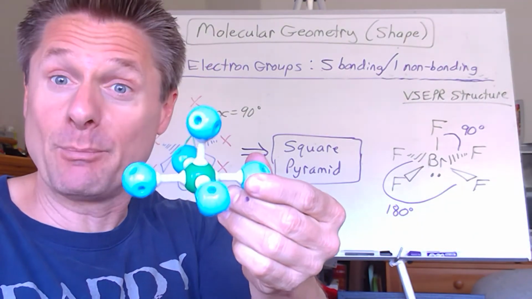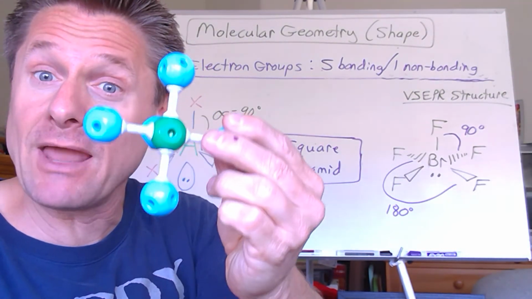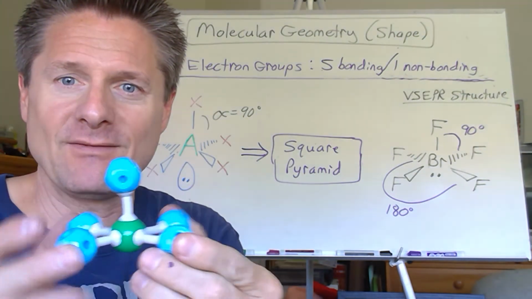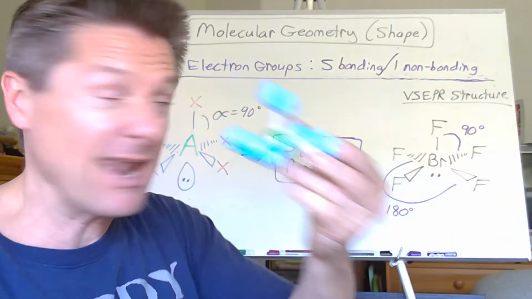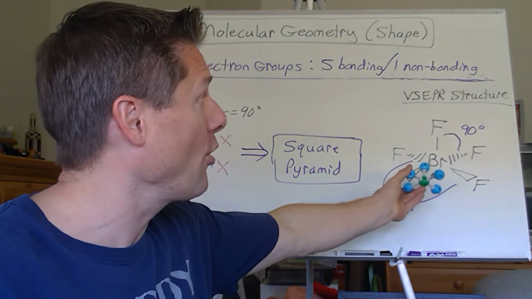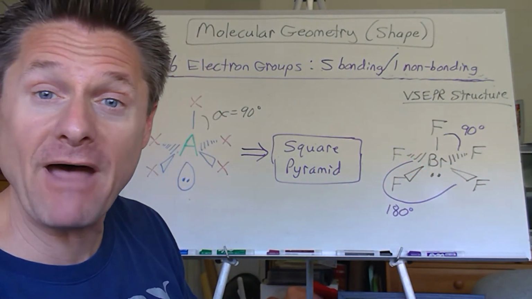We've seen trigonal pyramid, trigonal bipyramid. Now we got a square base for our pyramid, and here is the apex. So that's why I like to put the lone pair on the bottom like that. So, bromine pentafluoride, BrF5.